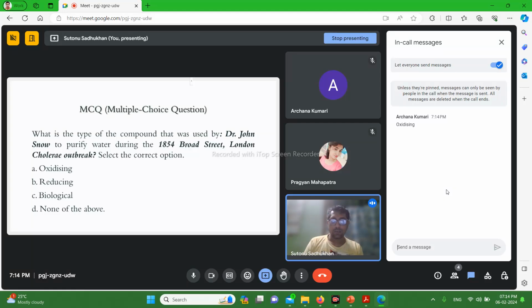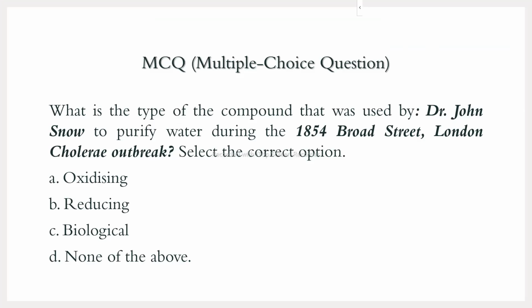Oxidizing agent. Okay. So I'll go with the answer. Yes, Archana, you are correct. It is an oxidizing agent. Oxidizing means the agent basically donates electrons during its chemical reaction, right? Or if it is an element, then it lies at the right hand side of the periodic table. So if you had a chemistry background in your +2 level.